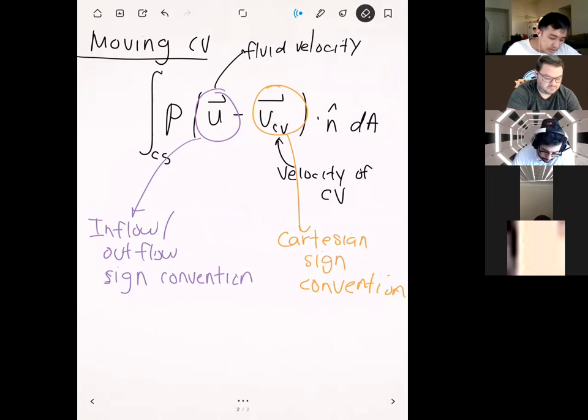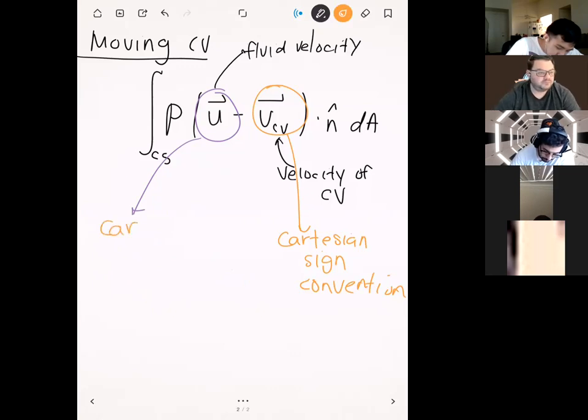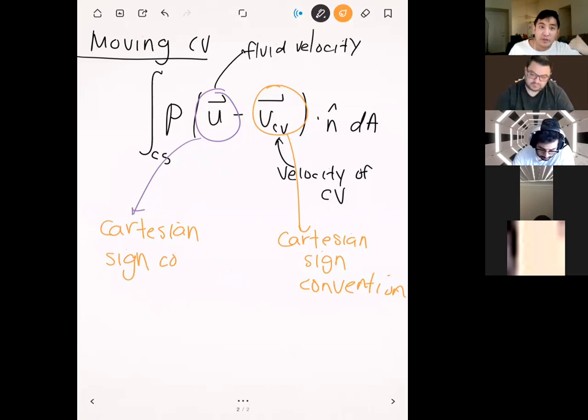So that's what I said. But it was actually incorrect. And the part that's incorrect is this one right here. So this velocity also actually respects the Cartesian sign convention. For that velocity, you're going to plug in a positive value if it's going to the right and a negative value if it's going to the left. And if it's a vertical flow, positive is up, negative is down.